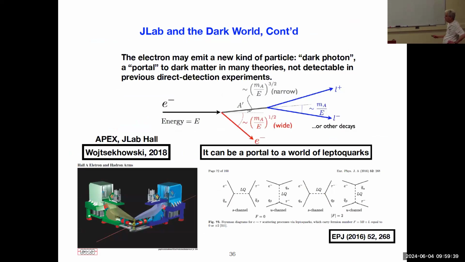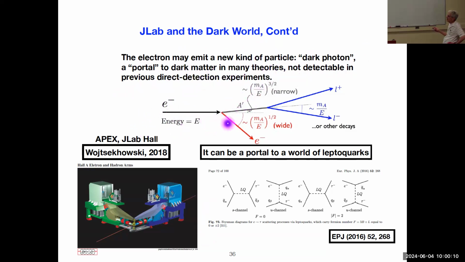And just to notice, if there's something else out there, you can make it in deep inelastic scattering in particularly clean ways. And this is something that is of great interest to a lot of people here at Stony Brook and all around the world. The electron might have other friends that we haven't seen directly. A new kind of particle, a dark photon, which would be like a portal to dark matter in many theories, not detectable in previous direct detection experiments.